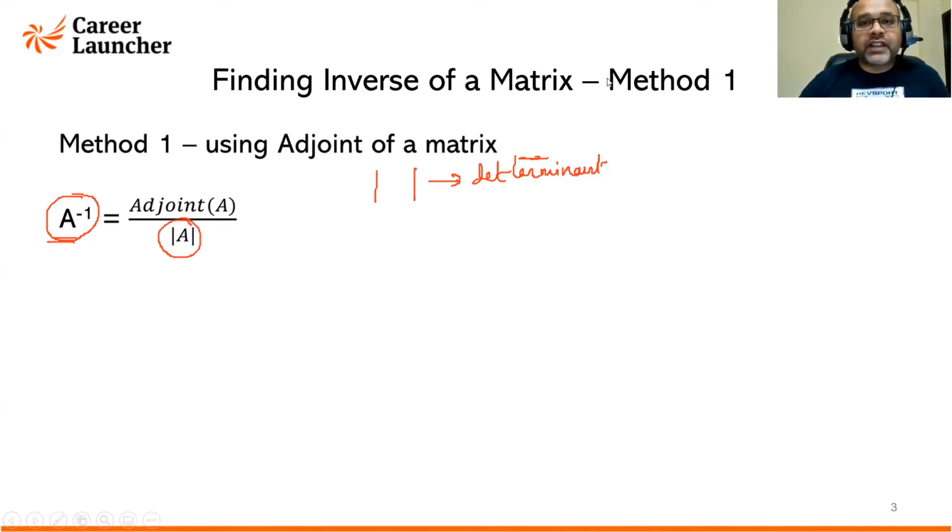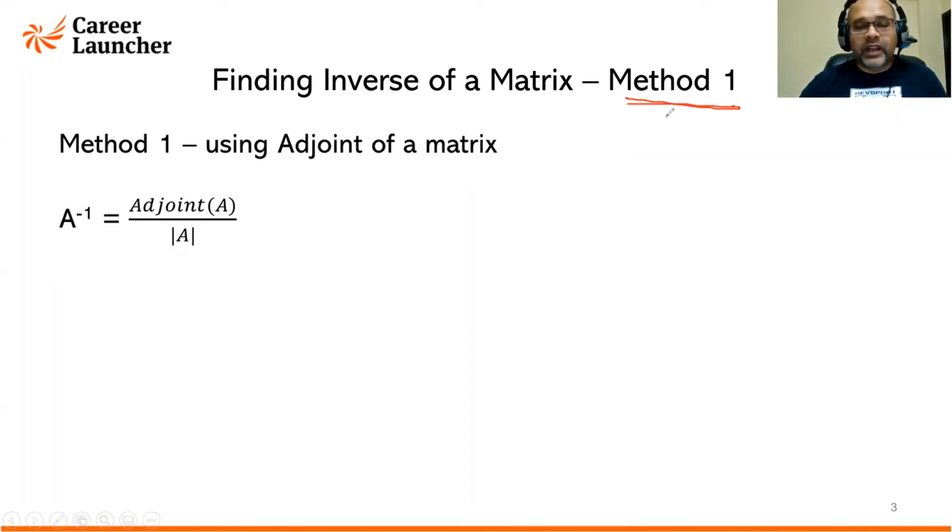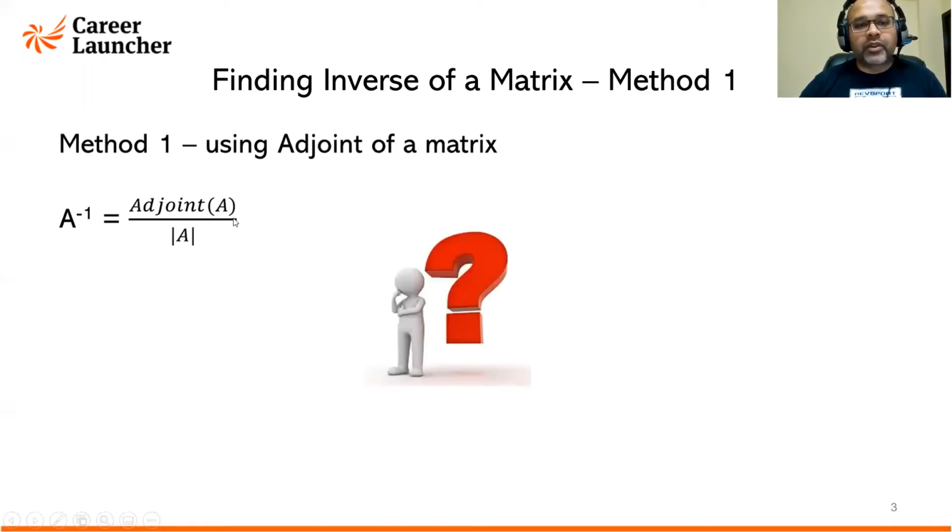Now, this is the first approach. As you can see, it's method 1. There are two methods I'm going to discuss. This is the standard textbook method that you will see everywhere. Now, we will first understand what is the meaning of adjoint. You might be wondering about that. So, I will explain the meaning of an adjoint of a matrix in the next few slides.